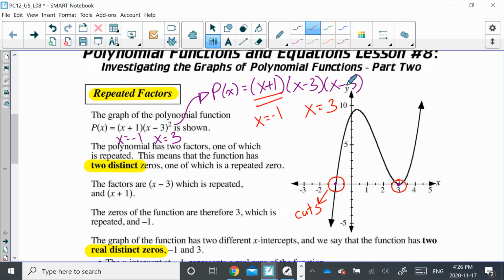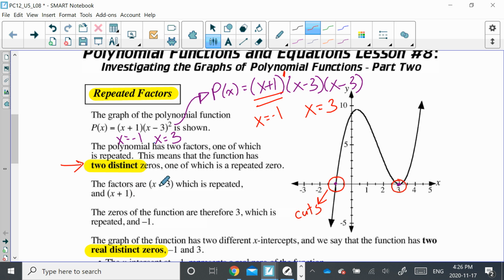Now, when we have a repeated 0, we're going to have a different behavior at the x-intercept. If we have a 1 here, the graph is going to cut through. If we have either a 2, a 3, or a 4, we're going to have a different behavior. In this example, it just touched. We'll learn later in this lesson when it will touch versus not touch. Again, there are 2 distinct zeros, and those are x equal to -1 and x equal to 3.